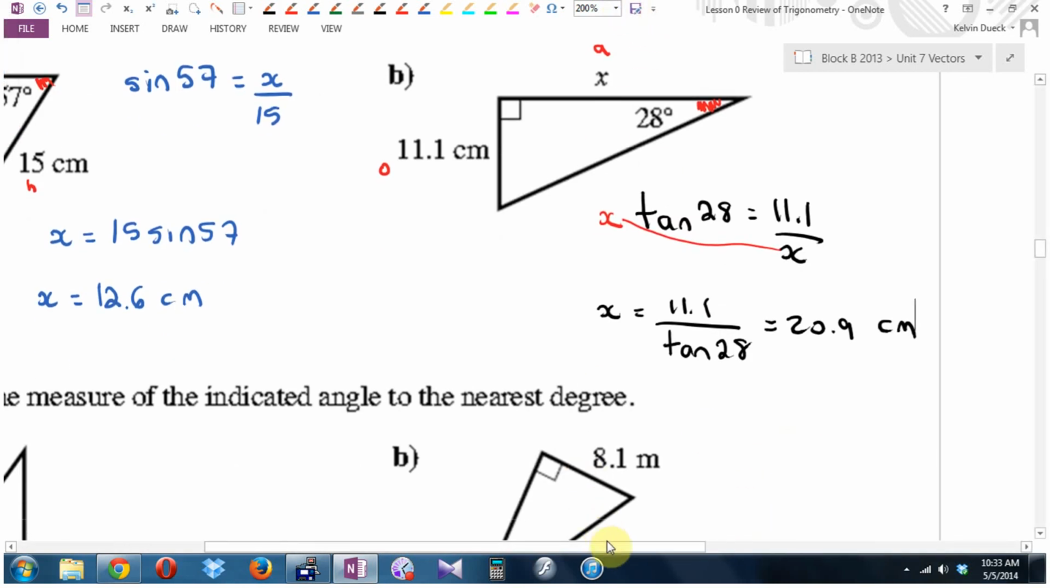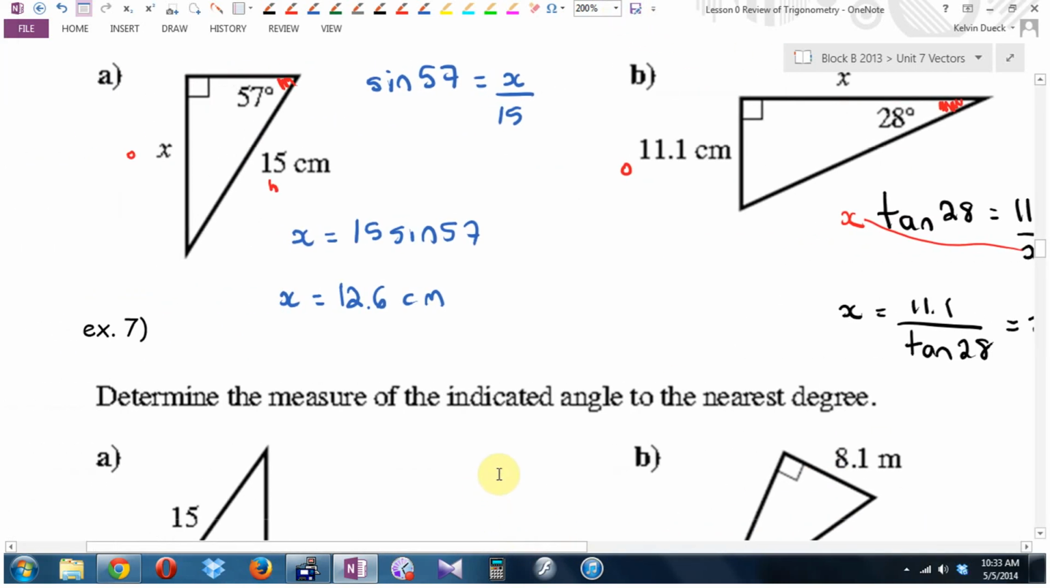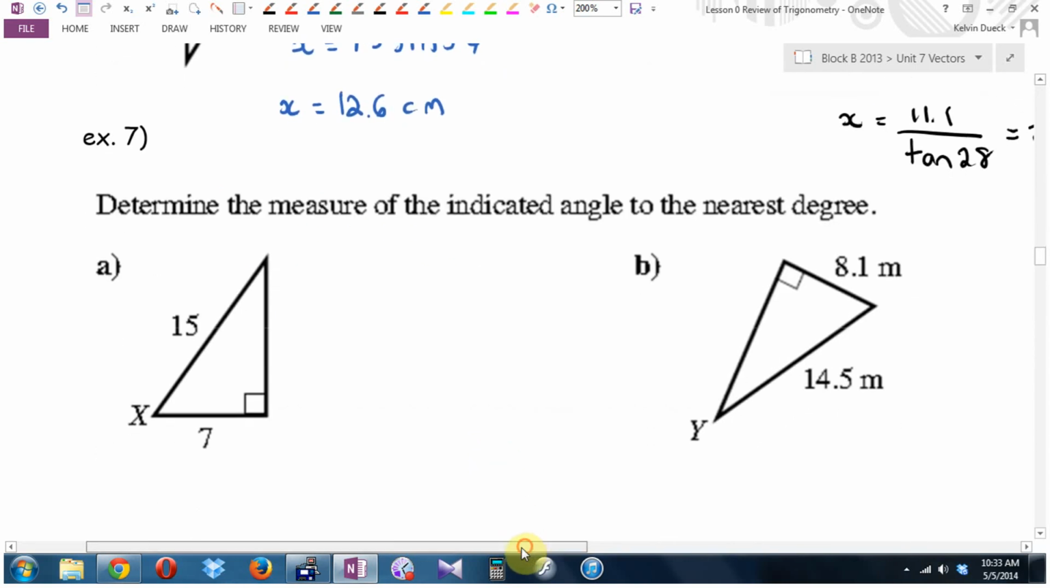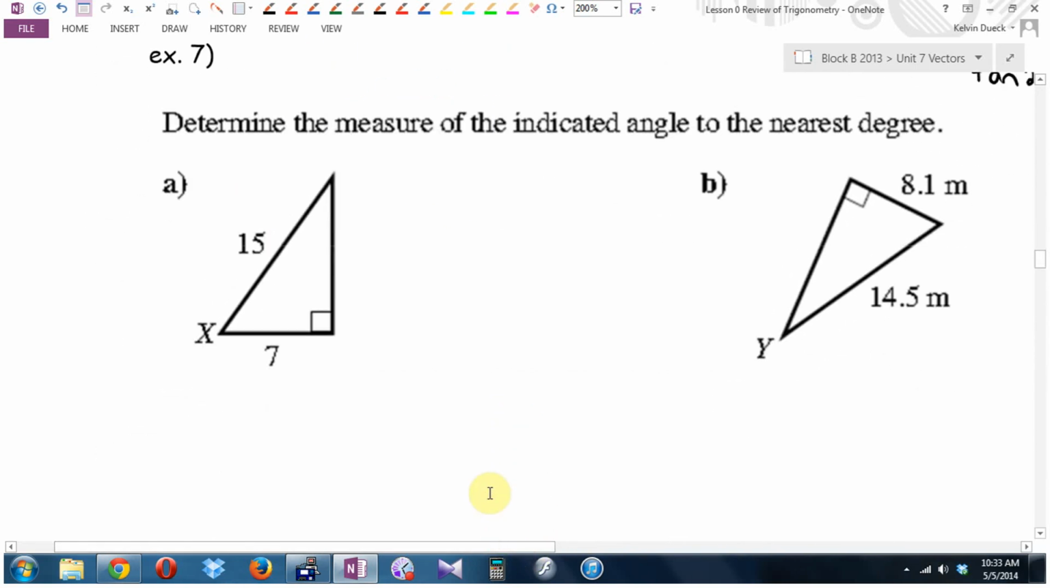You can also use this not only to find missing sides, but to find missing angles. So this next one, example 7, says, determine the measure of the indicated angle to the nearest degree. Okay. What angle do they want me to find in part A? What's the only variable sitting on the triangle? X. You know what I'm going to do first? Color it in. Yay, I wrote something down. I feel better.